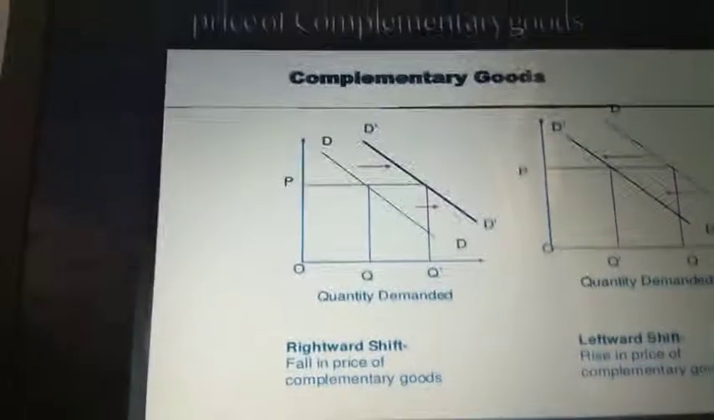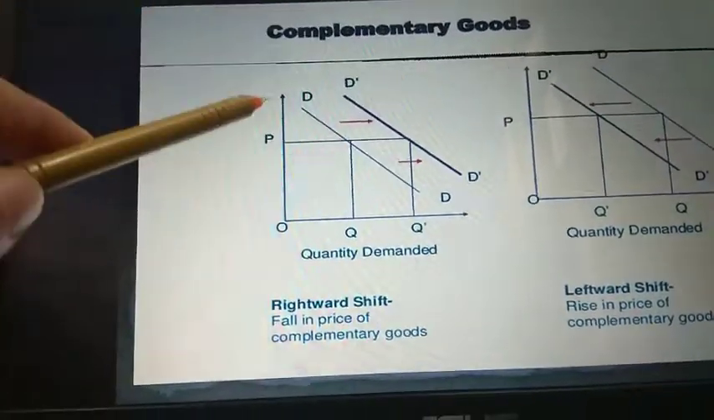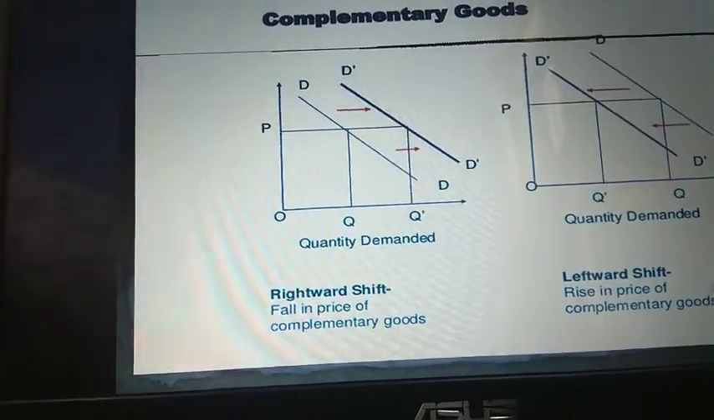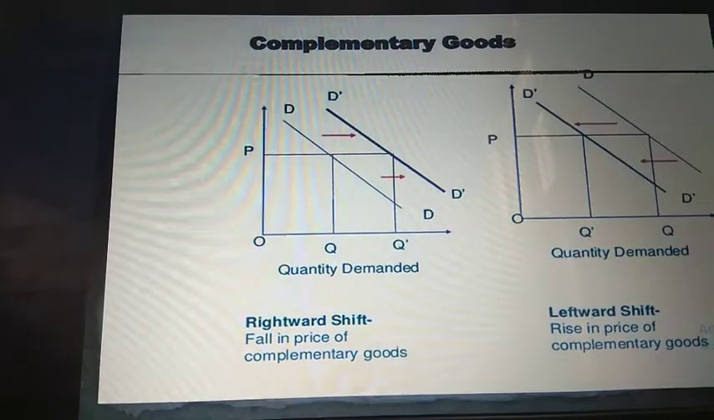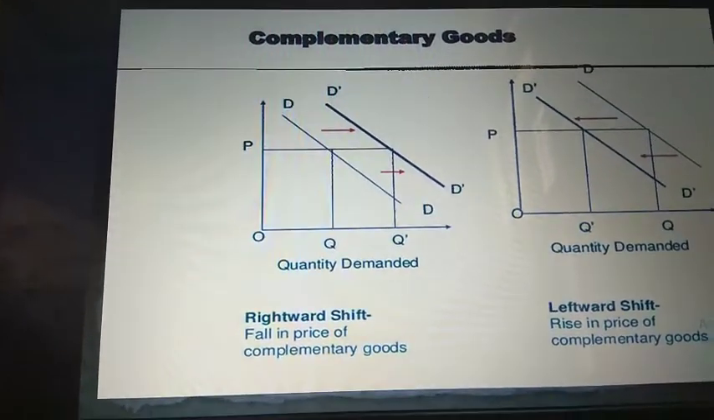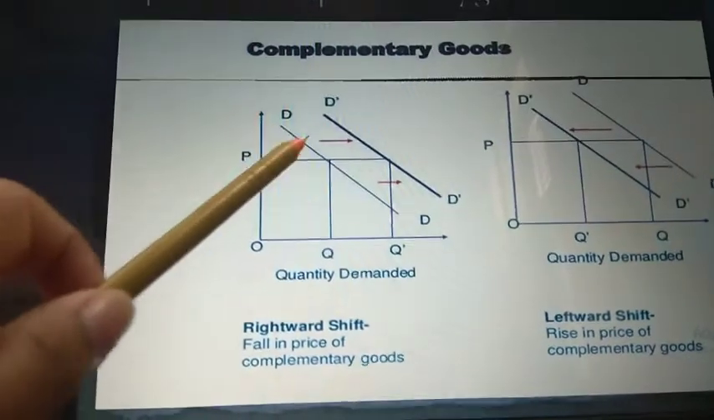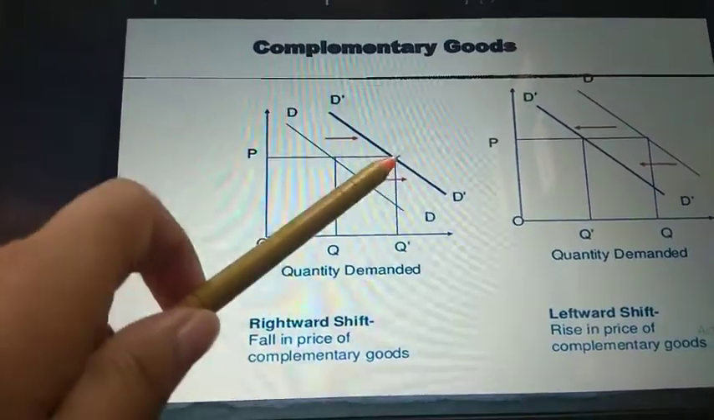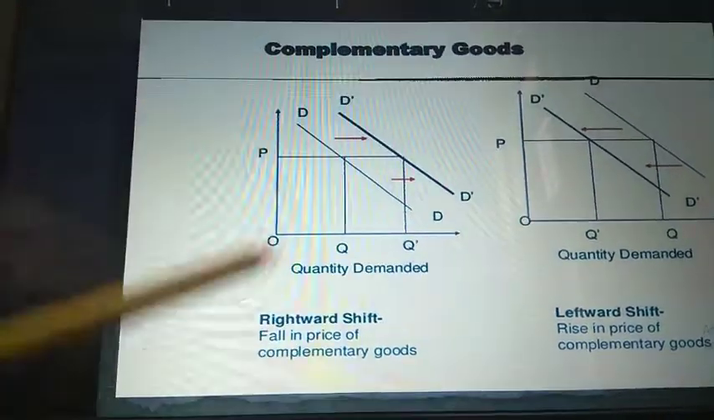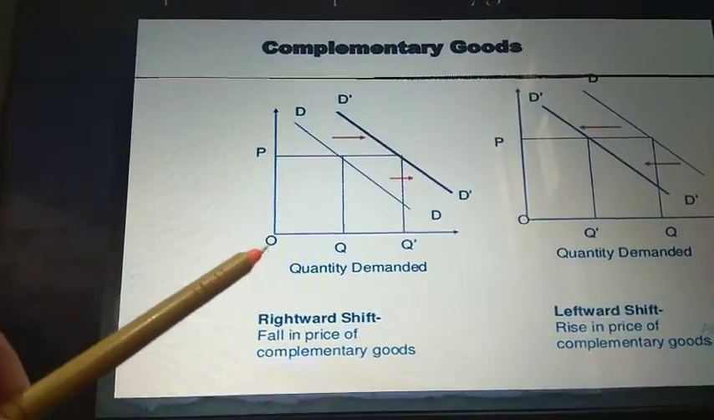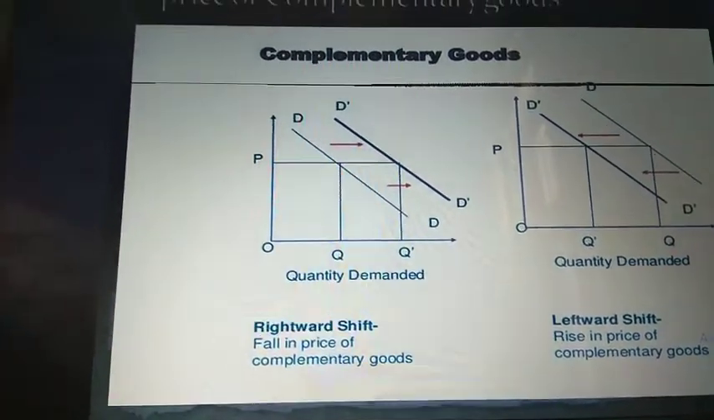Now let us focus on the other diagram. If there is decrease in the price of sugar, what happens now? Consuming tea becomes cheaper. So as a result, the demand of tea will increase, which is represented by a rightward shift in the demand curve from DD to D1. Earlier, the quantity demanded of tea was OQ. Now it has shifted to OQ1.